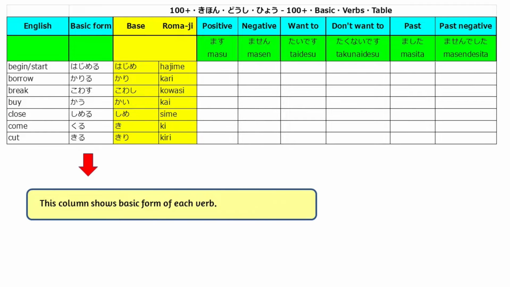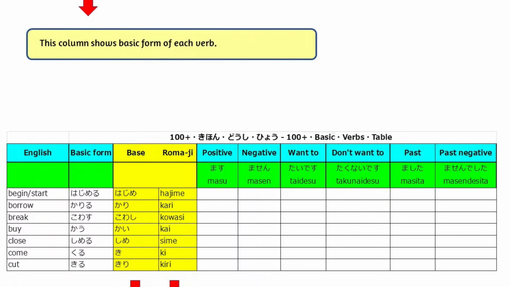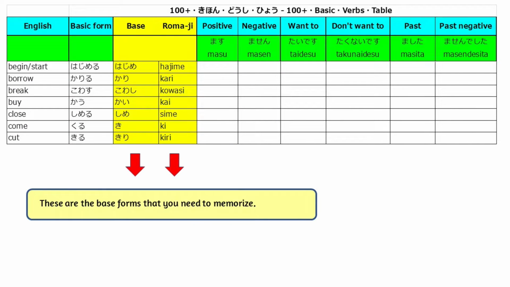Basic form is the end form that you usually learn first in formal Japanese language class. This is good to know, but you don't use this form in regular conversation. So, in survival Japanese, we skip this column and jump right into the base form that's the most useful. These are the base form. This table includes over 100 verbs. The more you memorize, the better, of course.